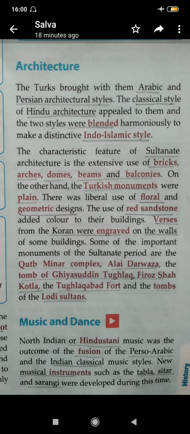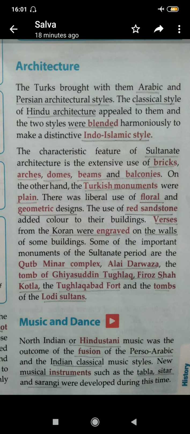The Turks brought with them Arabic and Persian architectural styles. The classical style of Hindu architecture appealed to them, and the two styles were blended harmoniously to make a distinctive Indo-Islamic style. When the Turks came to India, they brought with them Arabic and Persian architectural styles and culture. The classical style of Hindu architecture pleased the Turkish rulers, and therefore they blended together the Hindu architecture, the Arabic, and the Persian architecture.